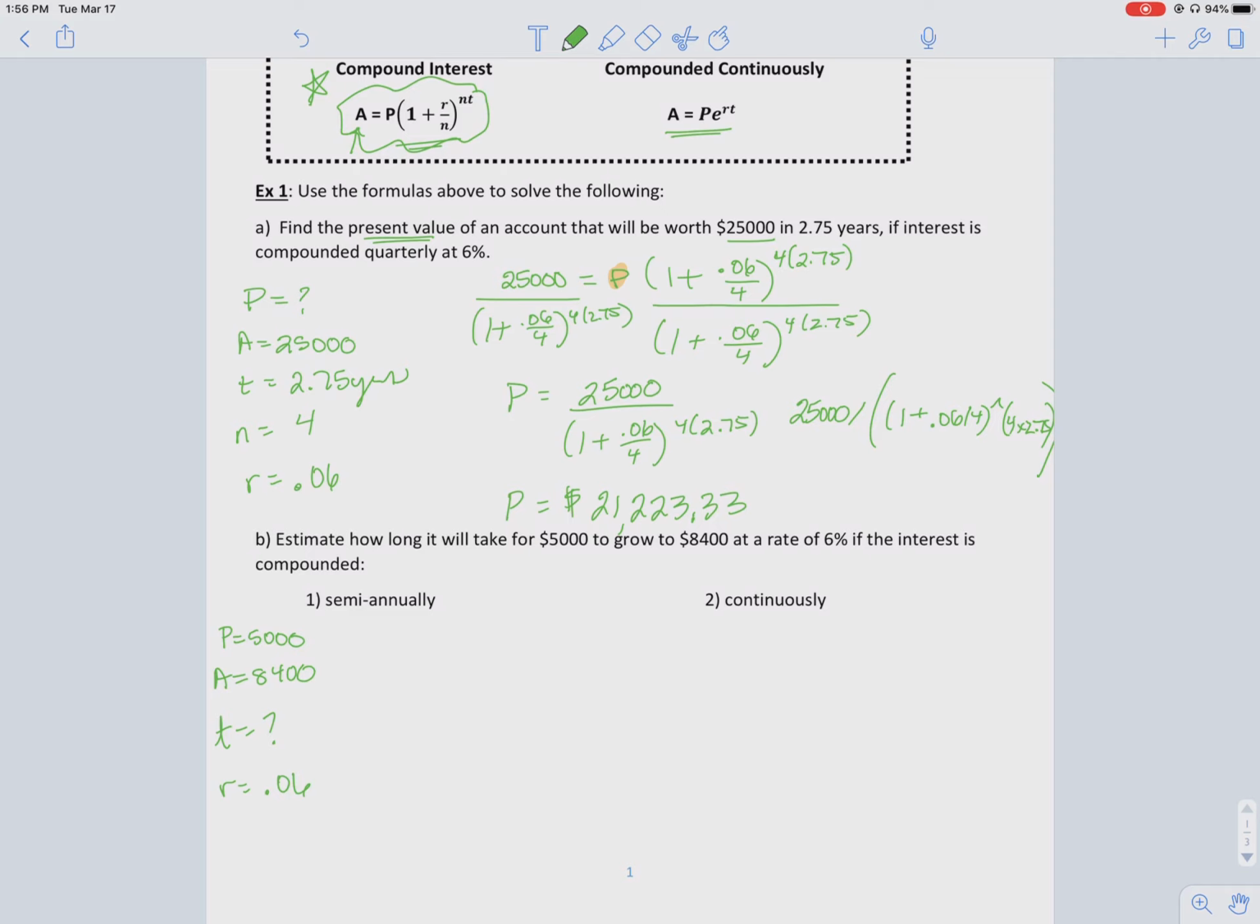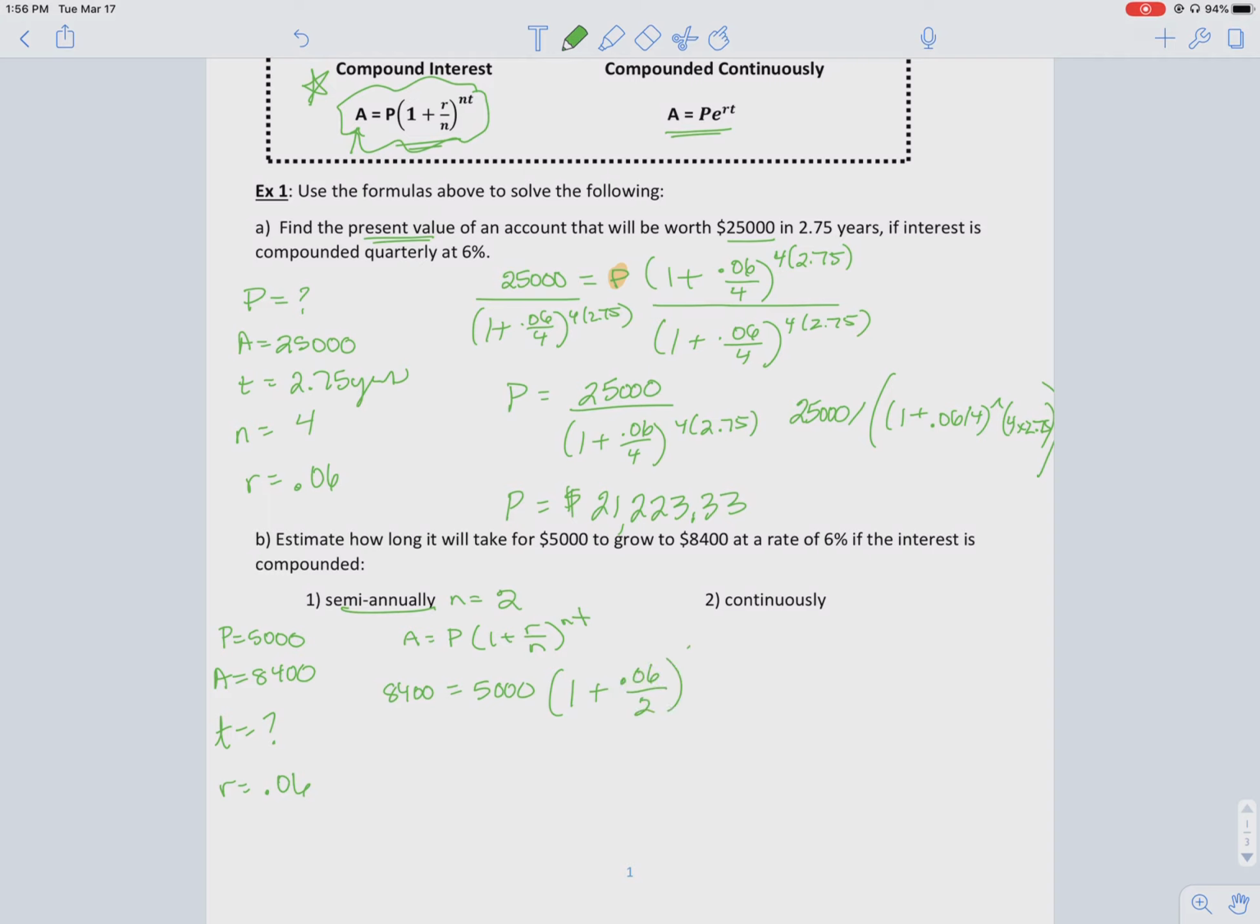So now I'm going to use that to plug into the first one, semi-annually. So semi-annually means we're going to have an N of 2. It's going to compound twice that year. So here's my formula. I'm going to go ahead and write it down for you again. All right, and now we're just going to plug in what we know. So we've got 8,400, and we start off with 5,000. 1 plus, we know our rate, we know our n, and so it's going to be n times the t. The t is what we don't know.